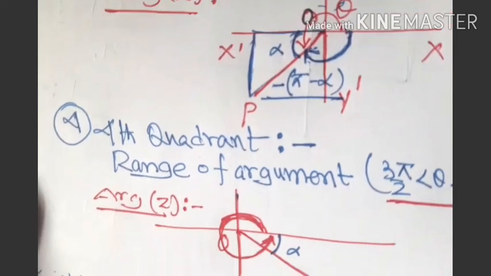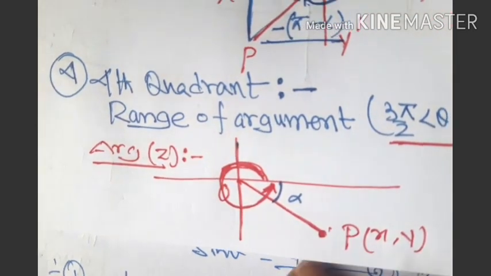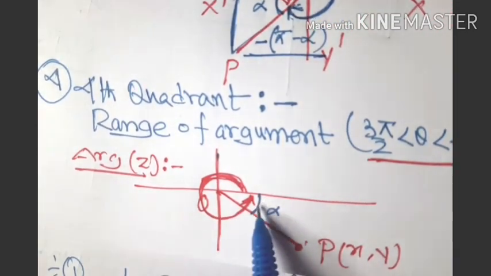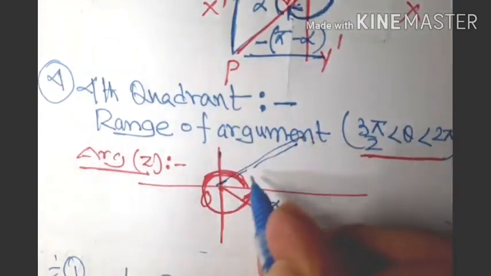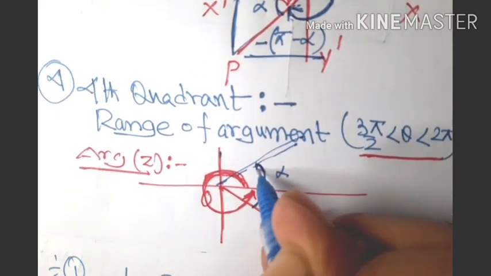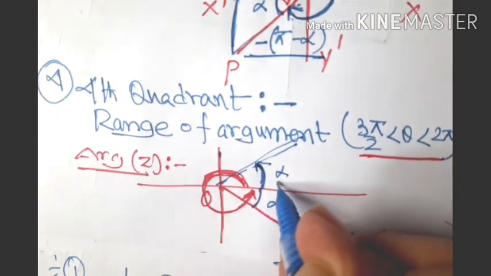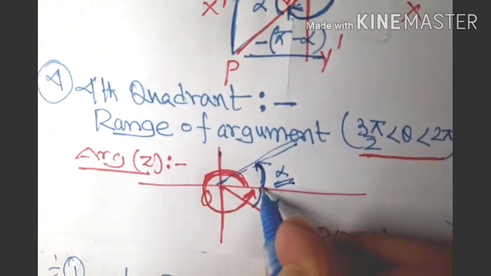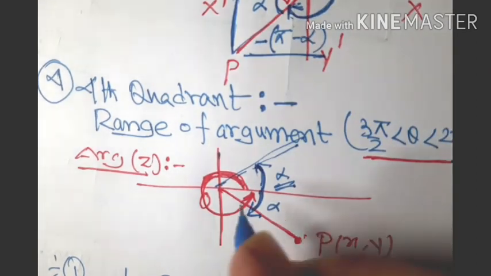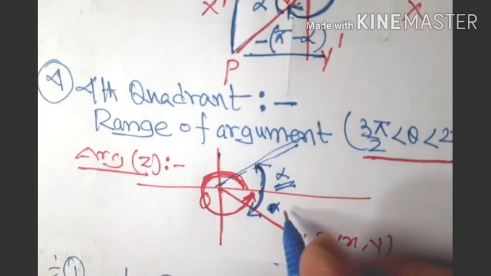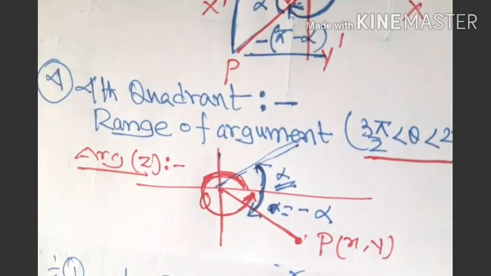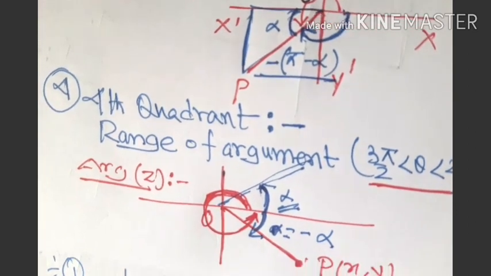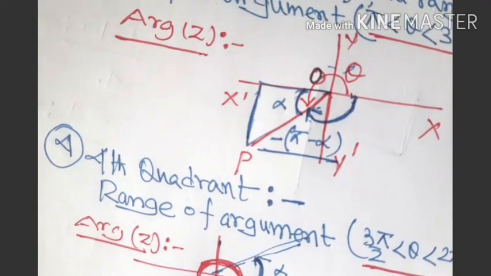Next is the fourth quadrant. In the fourth quadrant, this is alpha, and if you remember, in the first quadrant where alpha is this, the direction is anti-clockwise, that's why alpha is positive. But in this case the direction is clockwise, so the value of alpha will not be positive, it will be negative. That means you have to take only the negative of alpha. Okay, so this is the procedure of getting the argument. Now we'll do some problems.